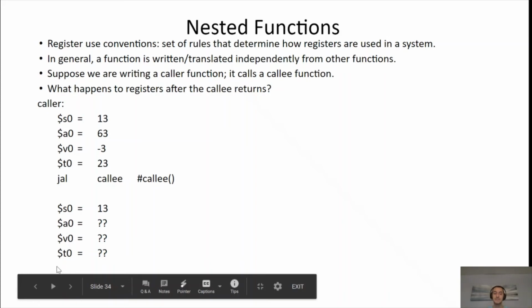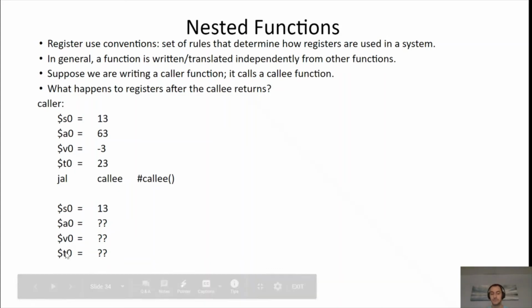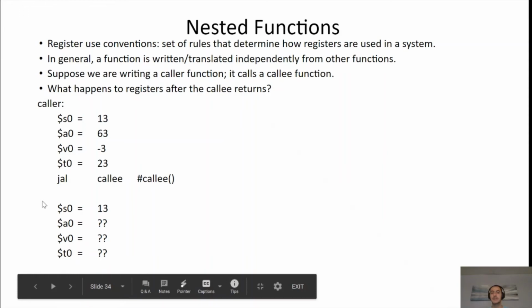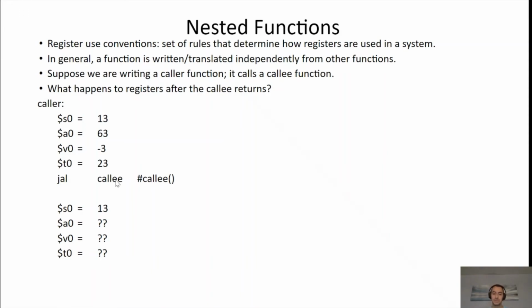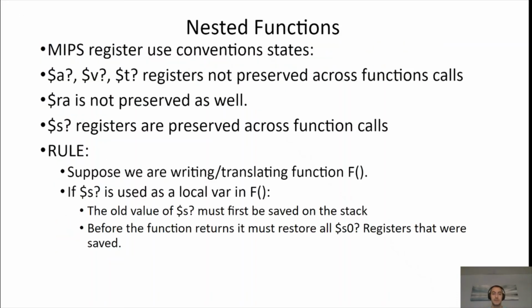So we should assume that this function is going to change these values. That's the convention that we are following. The only thing that a function is not allowed to change is the S registers. And everything that you want to save, you should put in an S register before calling the function, because otherwise you could lose its value. This is a general rule, some conventions that we are following.